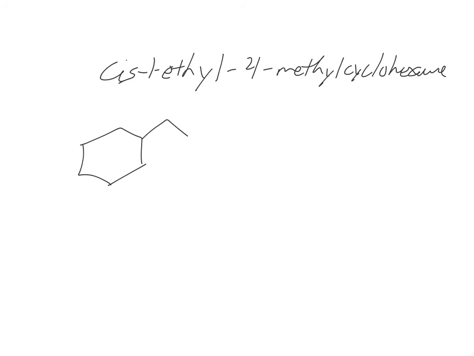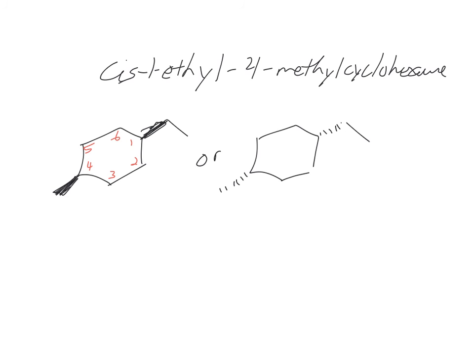Arbitrarily make this carbon number 1. So that's 1, 2, 3, 4, 5, 6. It's 1-ethyl and it's 4-methyl. And it says they're cis, so you could draw it with both of them being wedged, or you could draw it with both of them being hatched. Either way is fine. Cis-1-ethyl-4-methylcyclohexane. You could decide they're up or down. I'm not technically telling you that with this name.